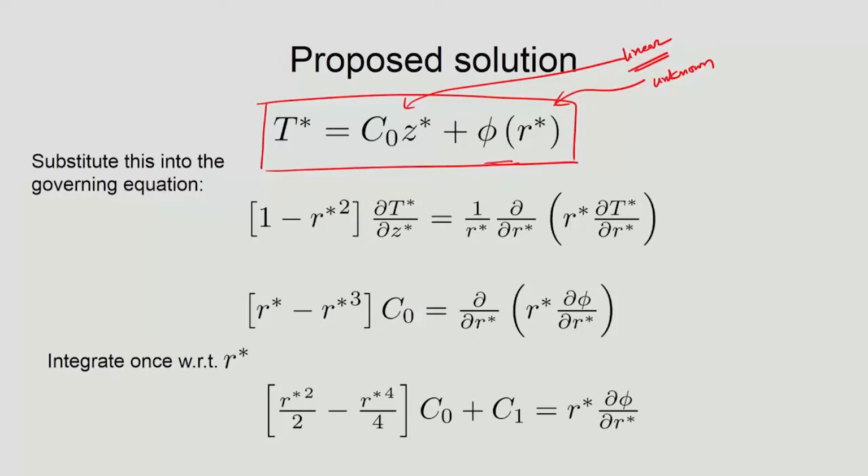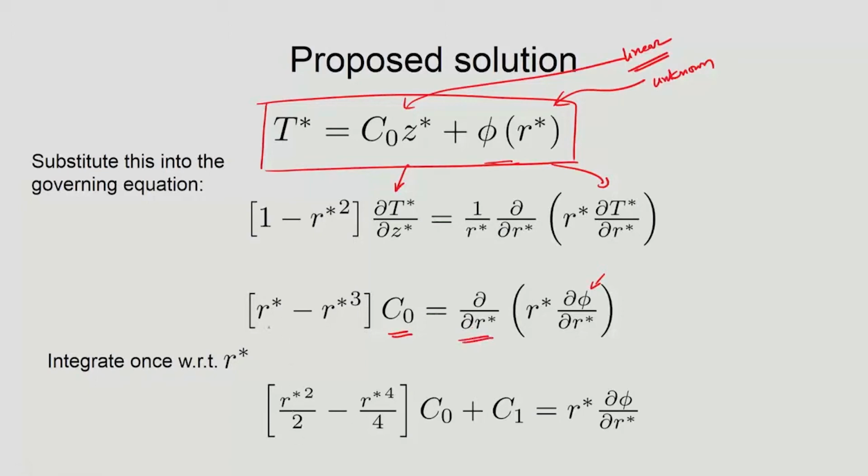So which then we will substitute. We substitute this solution into the governing equation. When you substitute, then you would see the ∂T/∂z star will have only C naught, okay, and on the right hand side you have got only phi, okay. So then we have got a simpler solution. Now what we do is that you could then integrate the left hand side with respect to r star, so that you could get this thing off.